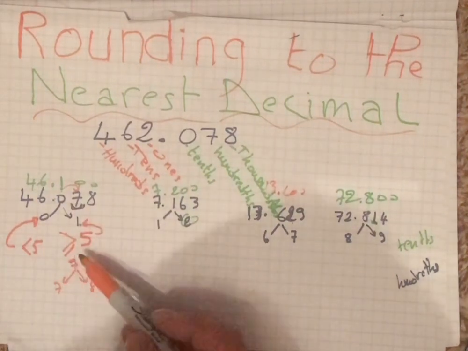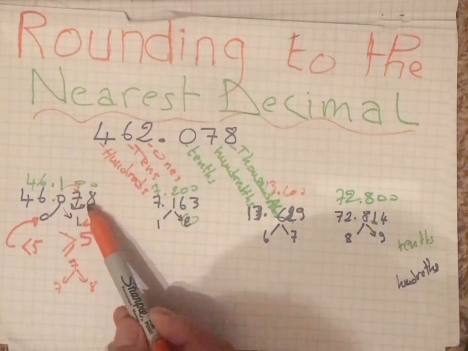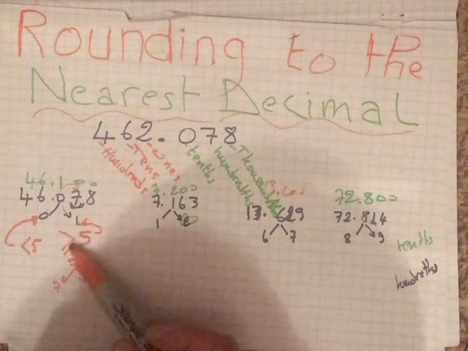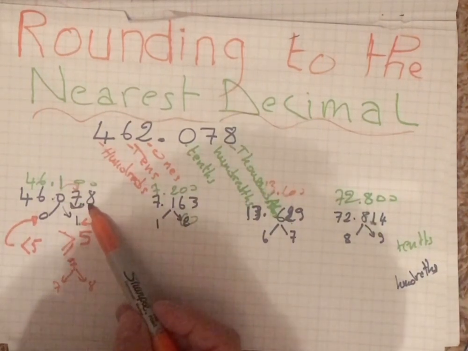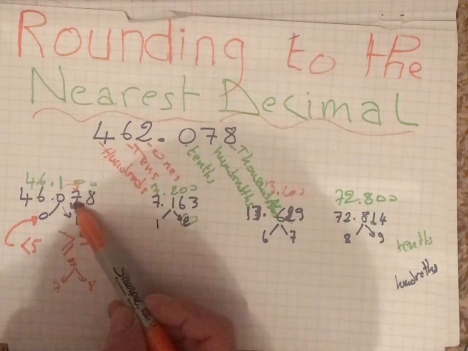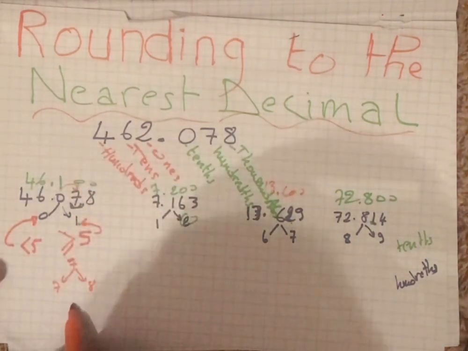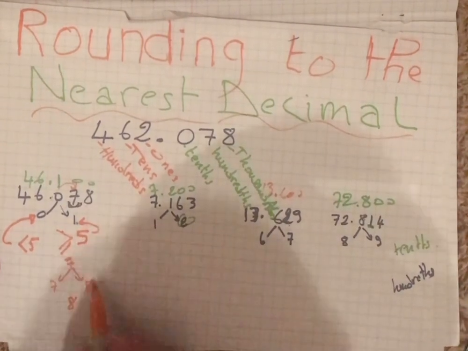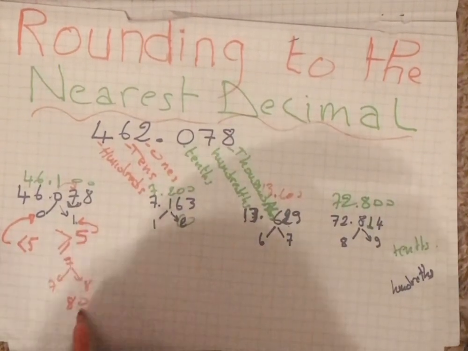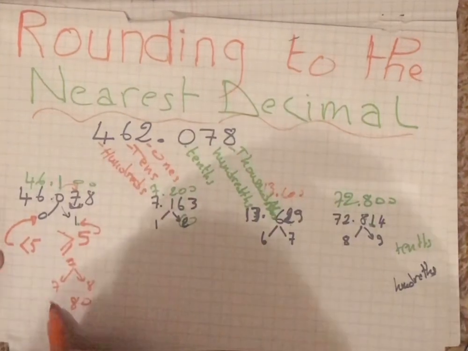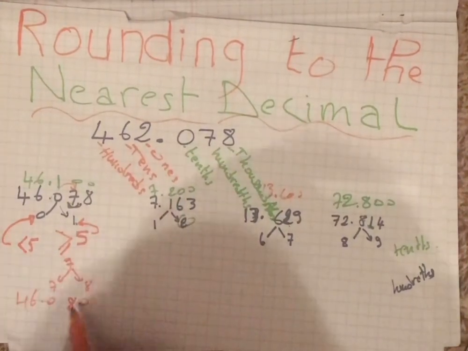So how can we tell? We look at the next digit. This one decides. The next digit is above 5, strictly above 5, it is 8. This will decide that this 7 will go up. So this 7 will become 8, and everything else stays as it is, except what comes after is 0. So 7 becomes 8, then we have 0, and then we have 46.08.